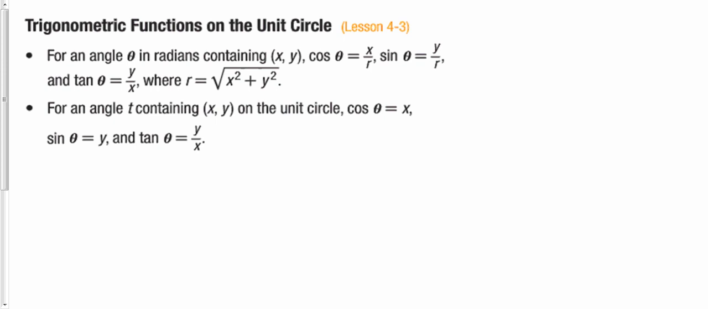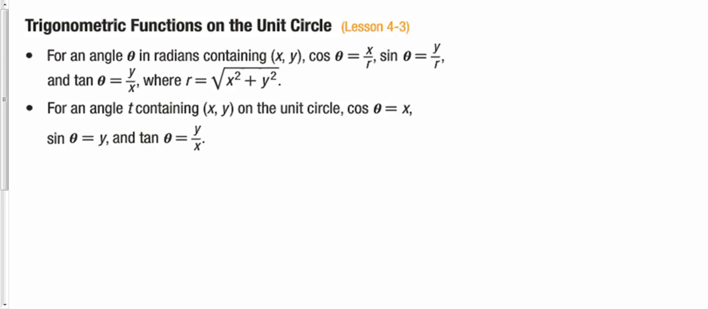In 4-3, we start dealing with functions on the unit circle. Remember that an angle in radians contains x and y. Cosine is equal to x over the radius. Sine is equal to y over the radius. Tangent equals y over x. And the radius, of course, we can find by using the Pythagorean theorem.